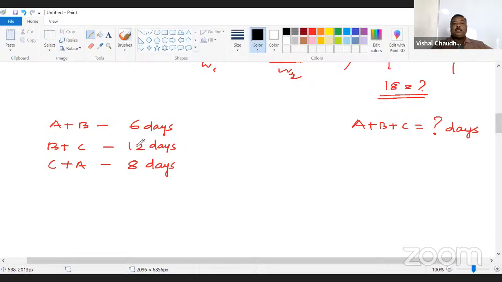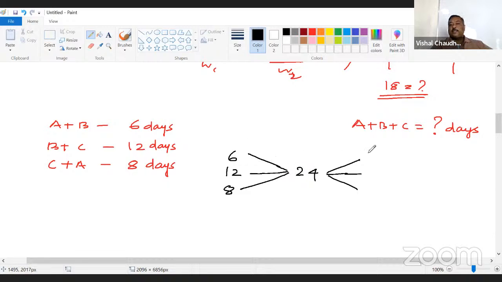Now see, the basic calculation is the same. 6, 12, and 8. The largest number is my 12. So 12 twos are 24. Yes, divisible by 6 also, divisible by 8 also. So 24 is your total units of work. 24 divided by 6 is 4 units per day. 24 by 12 is 2 units per day, and 3 units per day.